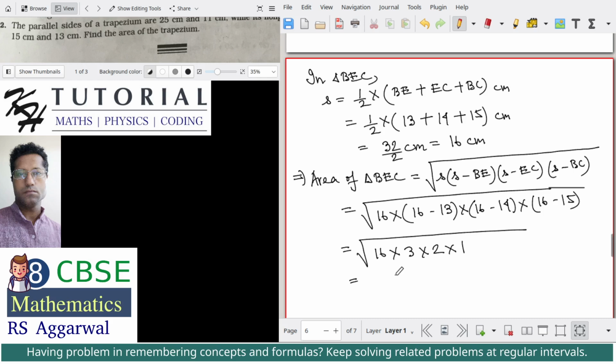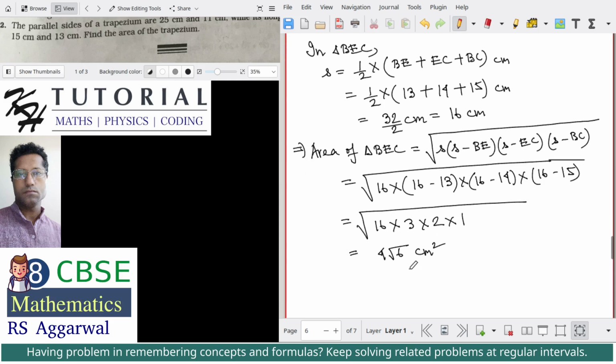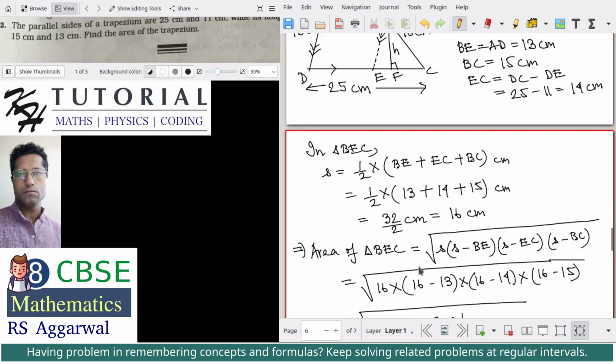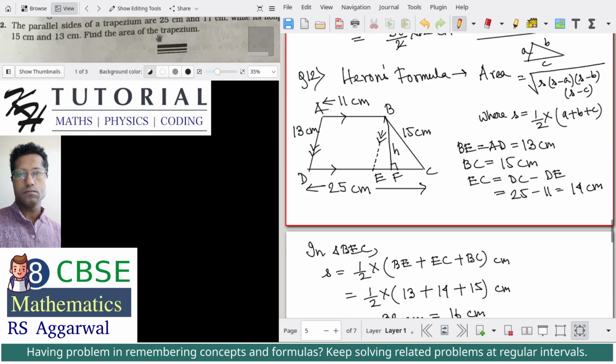Okay, fine. So this is how much? This is 4 and square root of 6, this much centimeter square. So the area of the triangle BEC is 4 into root 6 centimeter square. Let me quickly check if I did the calculation correct or not.